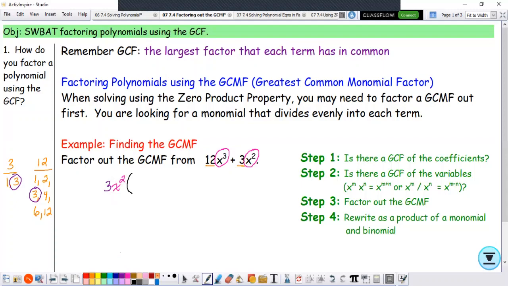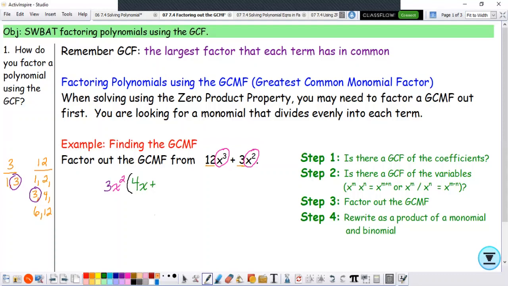And this is where I start asking myself, what do I take times 3x squared to give me 12x cubed? Well, what do I take times 3 to get 12? That would be 4, because 12 divided by 3 is 4. What can I take times x squared to give me x cubed? And that would be an x. Or I could ask myself, how many more x's do I have in x cubed than I have in x squared? And that's just 1 more x.